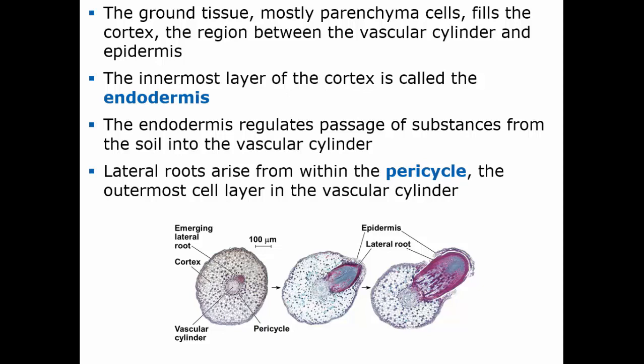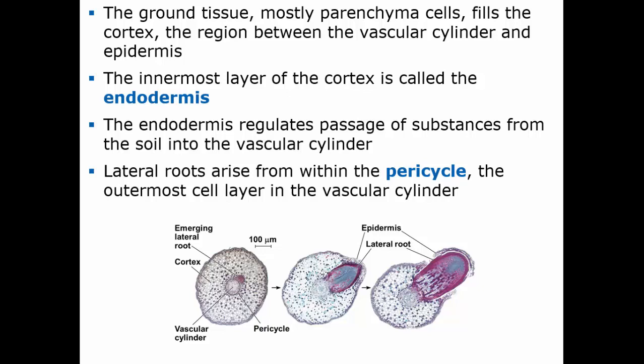And it has an important function in regulating or determining which substances pass through the ground tissue from the soil into the vascular cylinder. So it's important in deciding which substances the plant needs from the soil and which ones it wants to avoid. Because once inside the vascular cylinder, a substance is then going to be distributed throughout the plant.